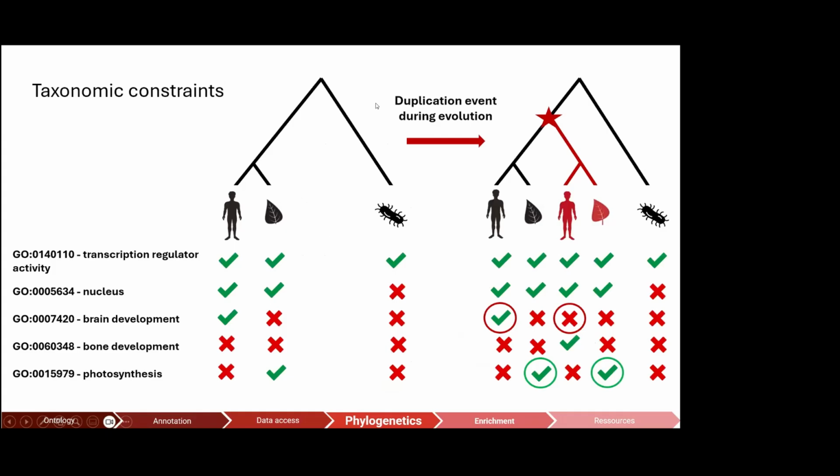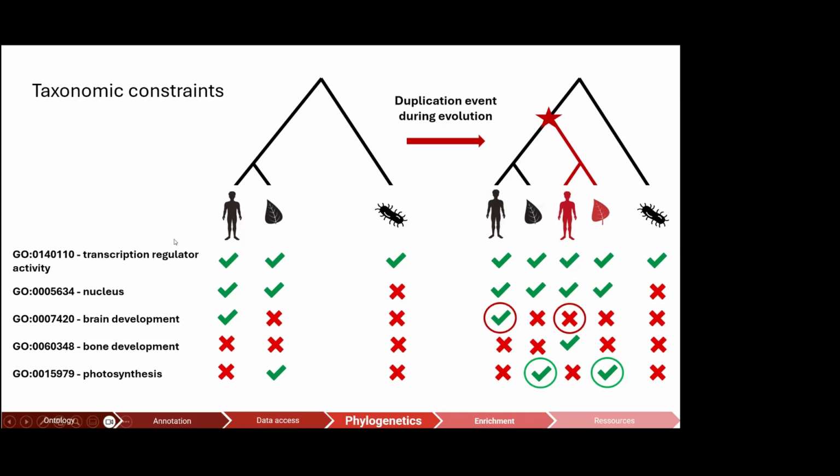This is just an example of a fictional tree that I created. Again, you have the orthologous case where you have 1, 1, 1. And let's say that this family is a family of transcription factors. So they have transcription factor activity. If it's a transcription factor, it's in the nucleus, but only in eukaryotes. Bacteria don't have nuclei, so you cannot propagate nucleus to the bacteria. This is what we call the taxon constraint.